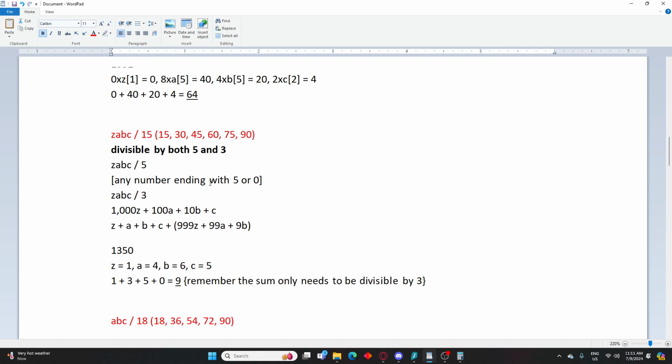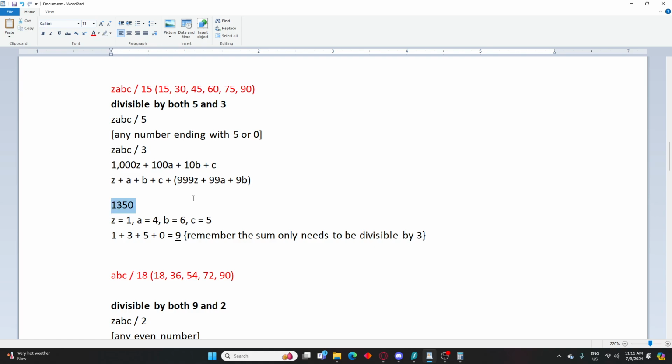So divisible by 5, like I said, any number ending with 5 or 0. Divisibility by 3, we already proved this earlier, so here we are going to take out the Z, the A, the B, and the C. So now we have 999Z, 99A, and 9B, which obviously all of these numbers are divisible by 3. So if this part right here is divisible by 3, then this over here will also be divisible by 3.